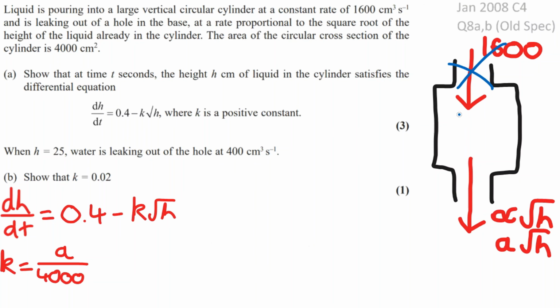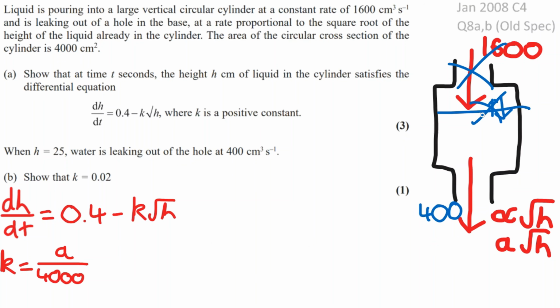So it has nothing to do with the rate up here, and it has nothing to do with the overall rate of the volume of water going up or down. It's only concerned with the rate of the water leaking out of the hole down here, which is at a rate of 400. So this volume of water could be going up or it could be going down. It doesn't matter for this question. All we know is that water is leaking out of the hole down here at a rate of 400.